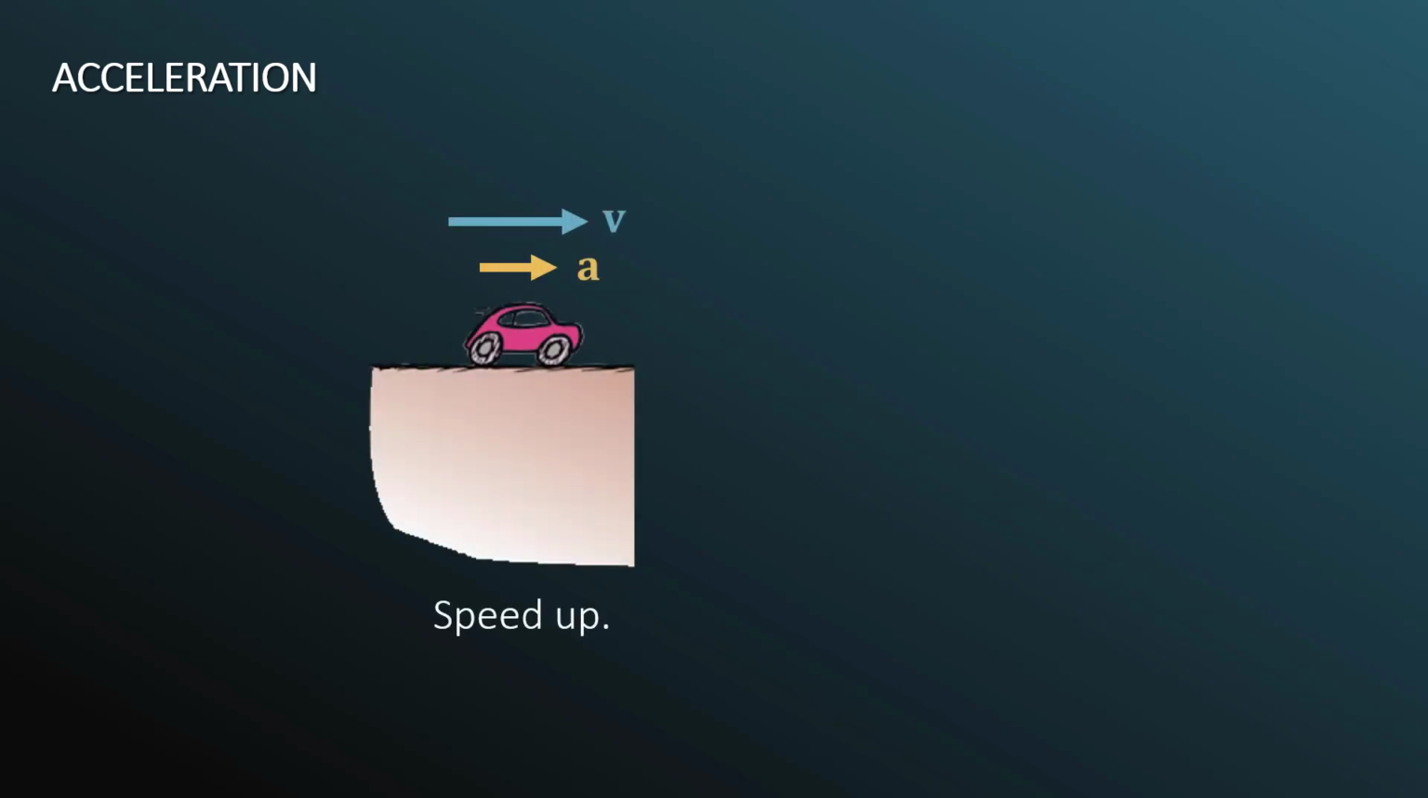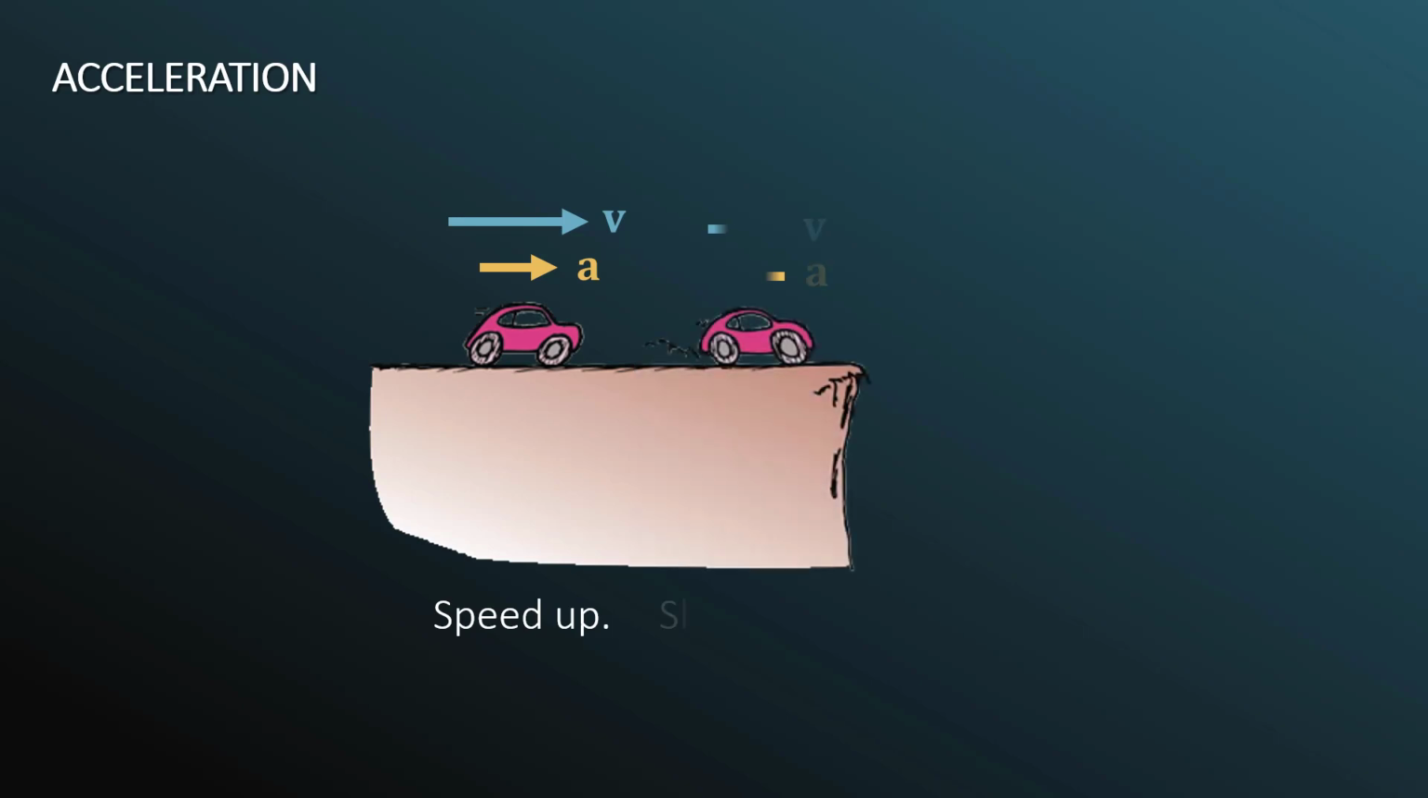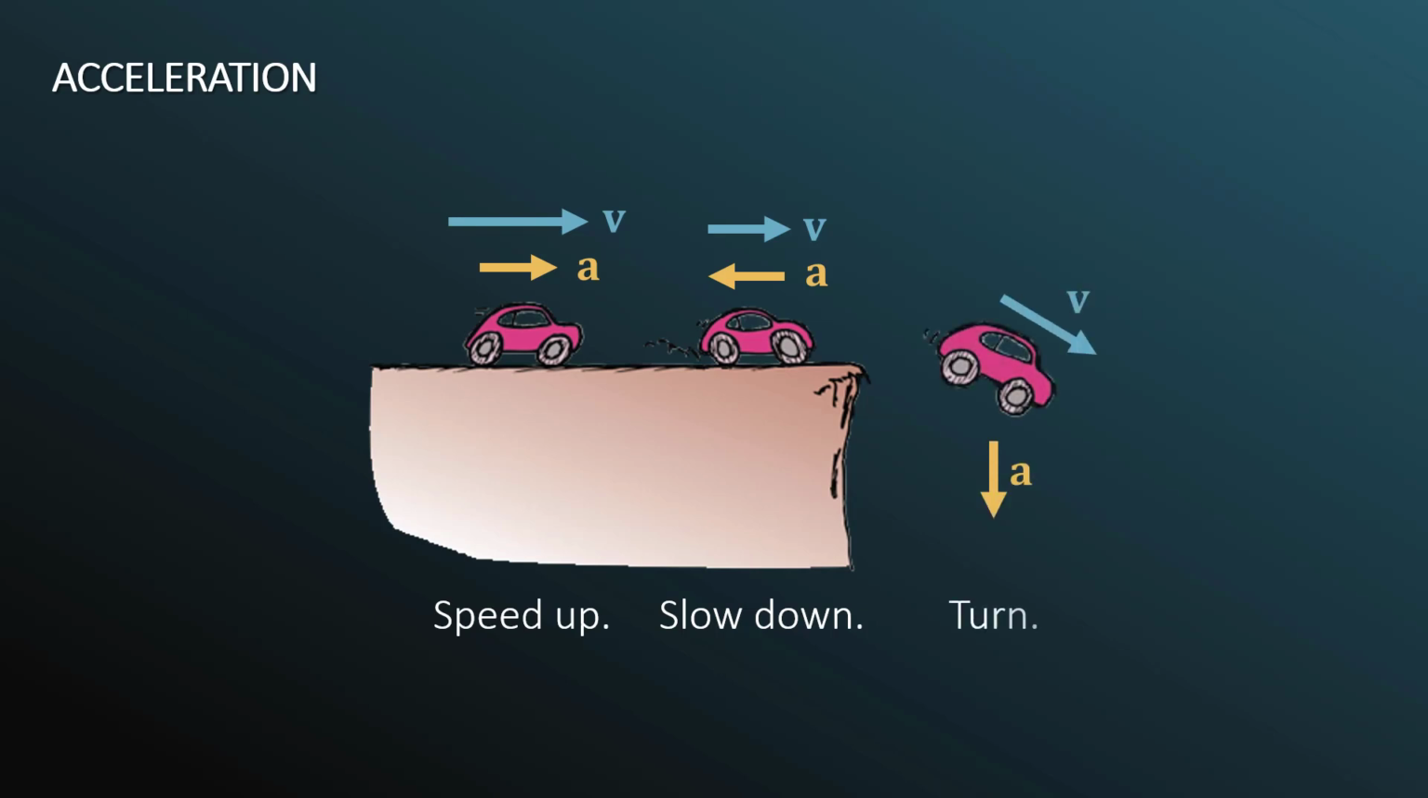This is speeding up, where your velocity and acceleration are in the same direction. These are vectors, so we illustrate them with arrows, as we have before with vectors. If we slow down, our velocity is still forward. We're still moving forward, so that is our state of motion, but our change in the state of motion is opposed to that. It is to the left. Or if we turn, our acceleration is down, our velocity is at some angle.